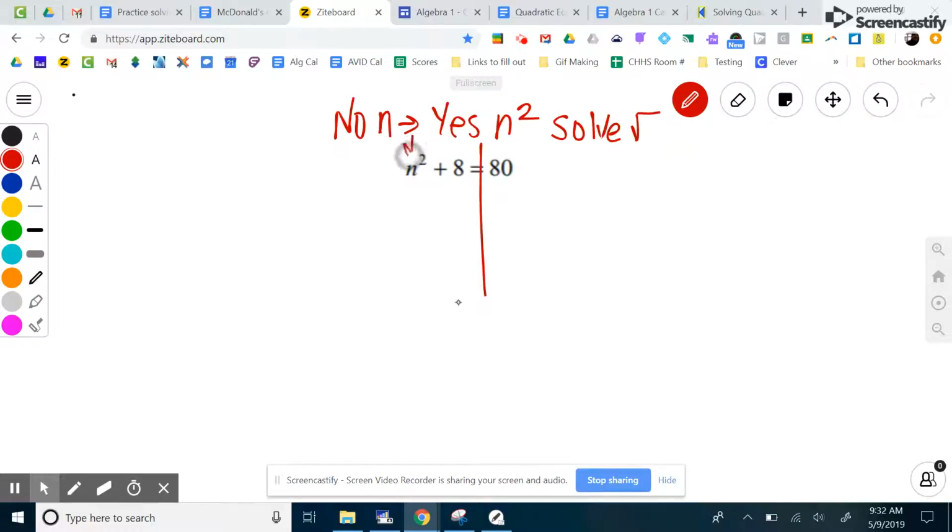So I need to get my squared term by itself. That means I need to move this plus 8 to the other side. So I'm going to subtract 8 on both sides. So I got n squared equals 72.